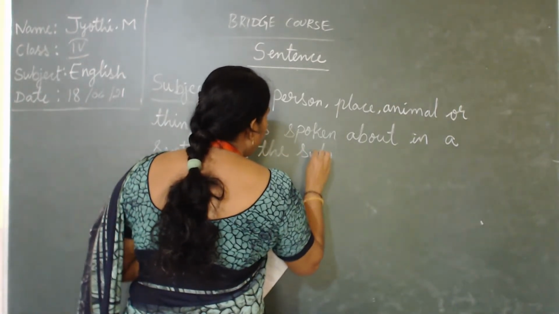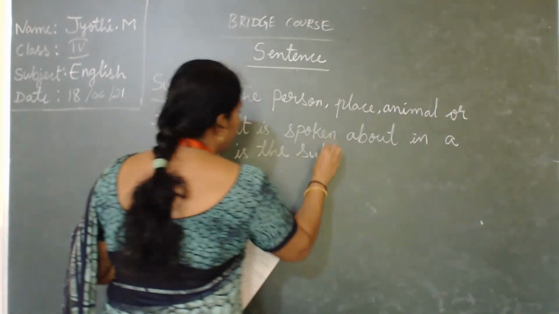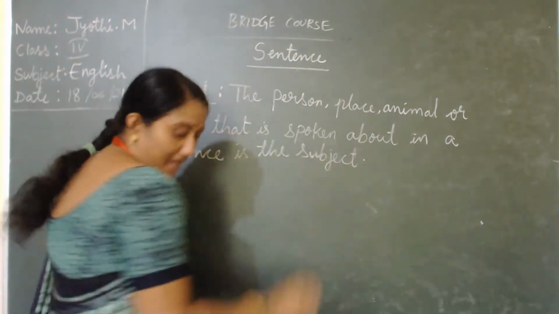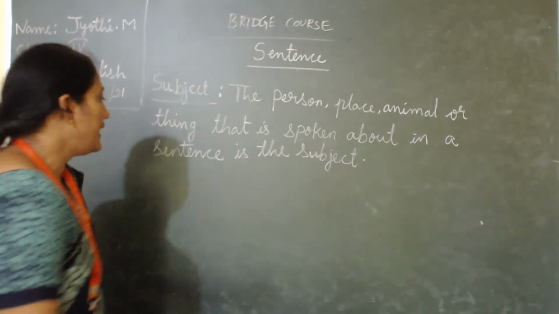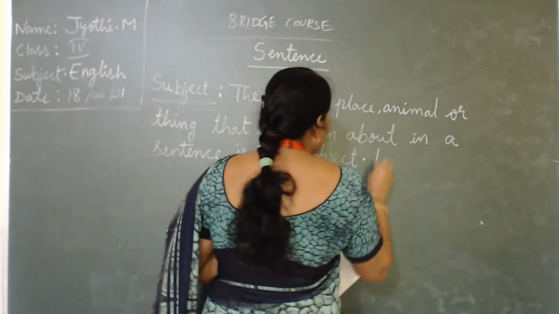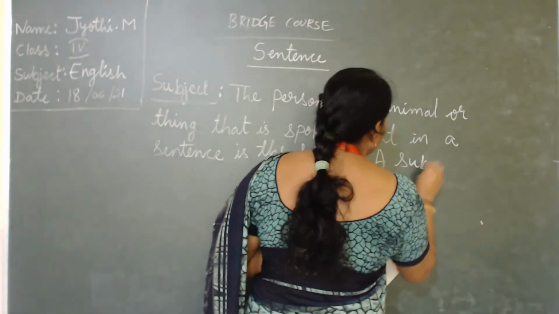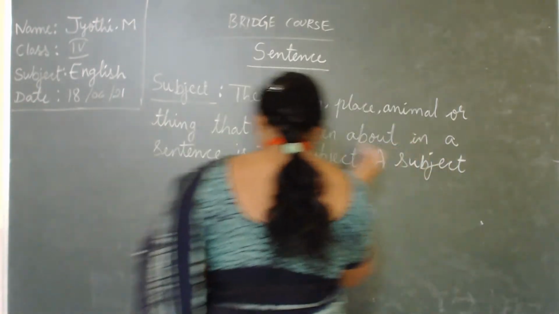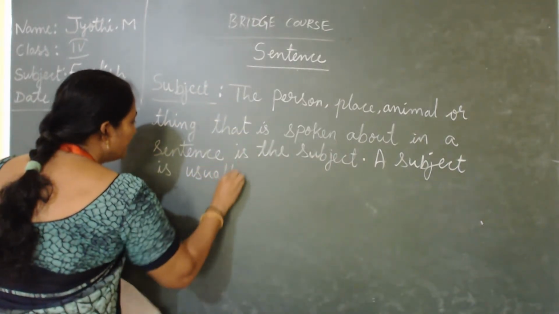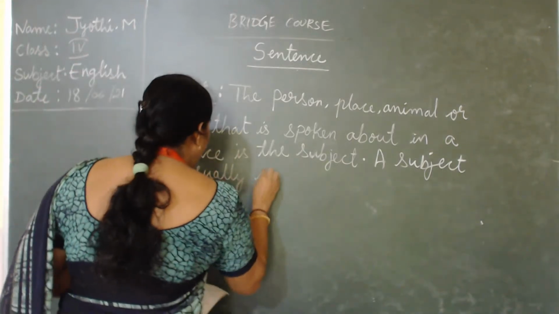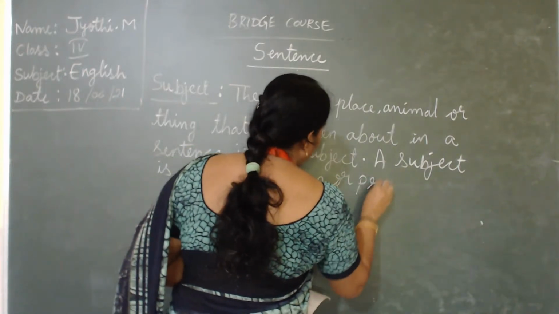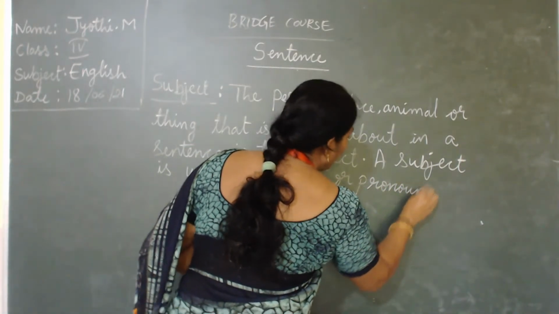In that example I showed you, like Anjali jumped over the fence. Means here who is performing the action will be the subject. The person, place, animal or a thing that is spoken about in a sentence is the subject. Here is the full stop and a subject. A subject is usually a noun or pronoun. Sometimes it may be a pronoun also.